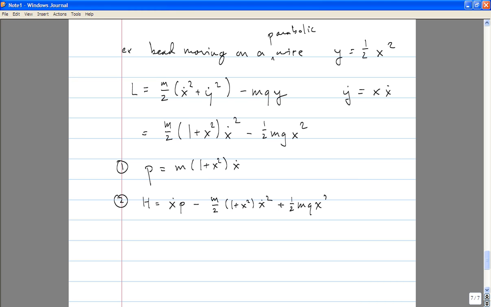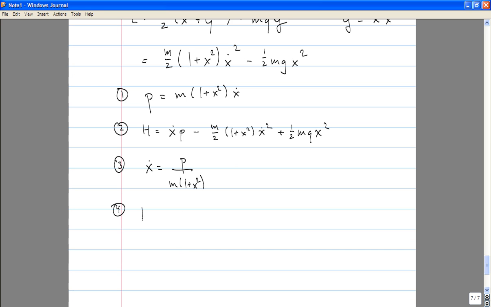And we write that Hamiltonian in terms of x and p by using the expression for the velocity x dot in terms of x and p, which is p over m times 1 plus x squared. And plugging that in to our expression for the Hamiltonian, we have the first term is p squared over m times 1 plus x squared minus m over 2 times 1 plus x squared times p over m times 1 plus x squared squared plus 1/2 mgx squared.